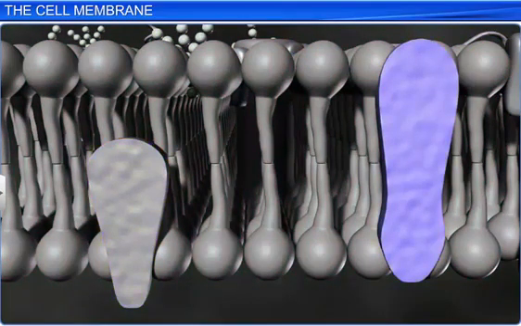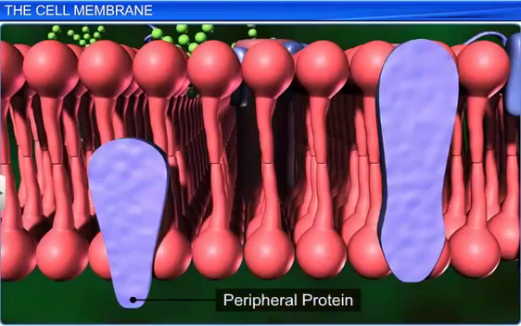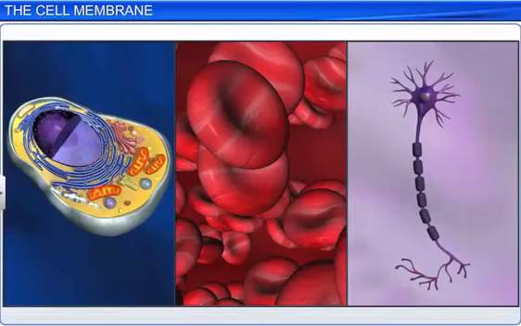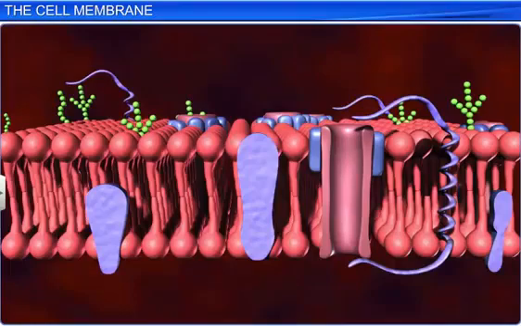Peripheral proteins lie on the surface of the membrane and can be easily removed by physical methods. On the other hand, intrinsic proteins are totally or partially embedded in the bilayer and can be removed only after disrupting the entire membrane. Scientists also deduced that the ratio of proteins to lipids varies greatly between different types of cells. For instance, the cell membrane of red blood cells is 52% proteins and 40% lipids.